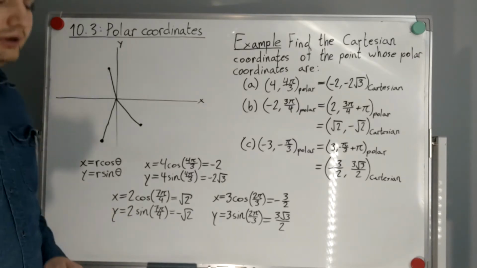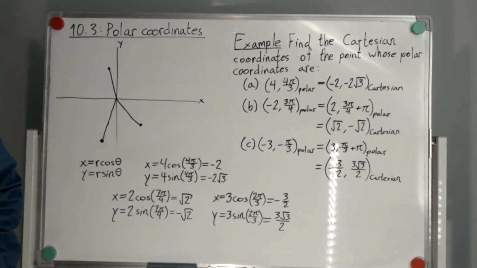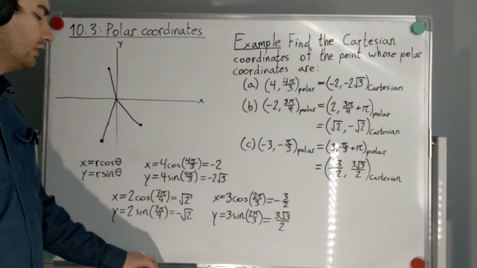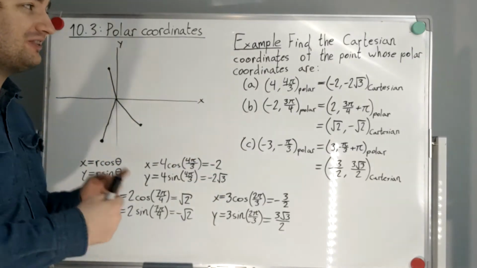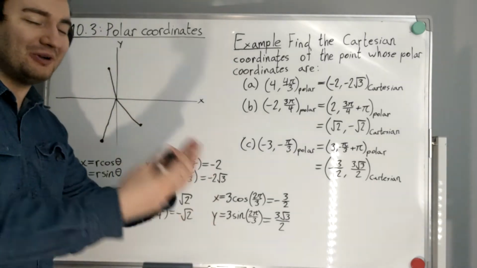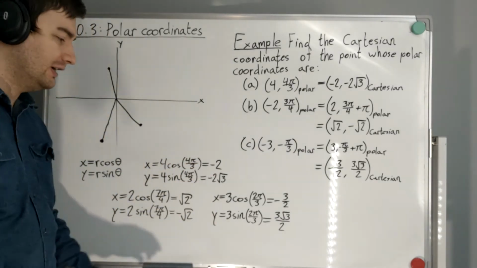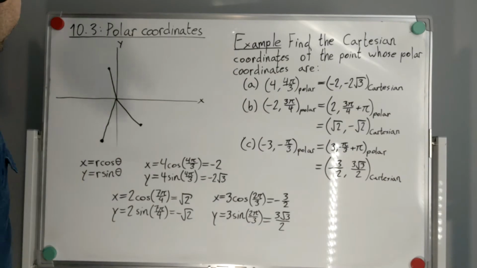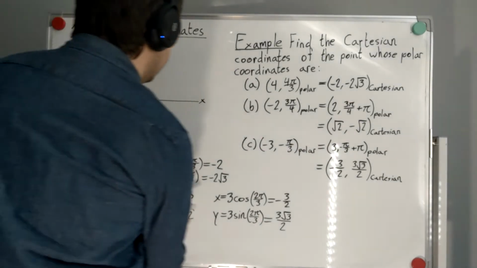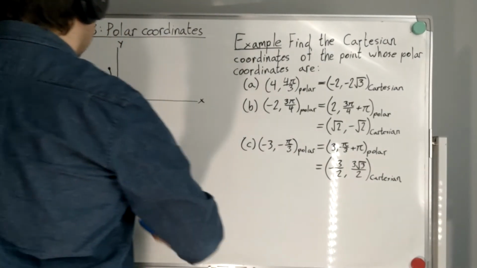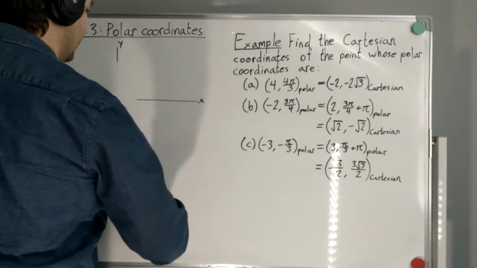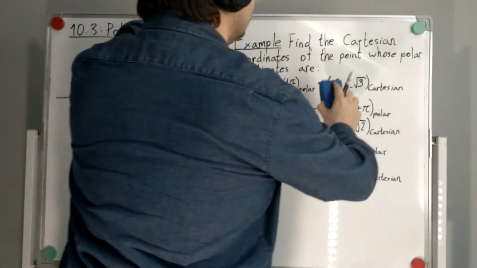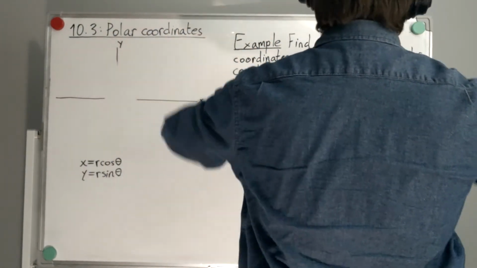All right, so then let's talk about the reverse problem. The reverse problem is you've been given the Cartesian coordinates and you want to find the polar coordinates. Okay, that's a bit trickier. So let's go through that too. Find the polar coordinates.